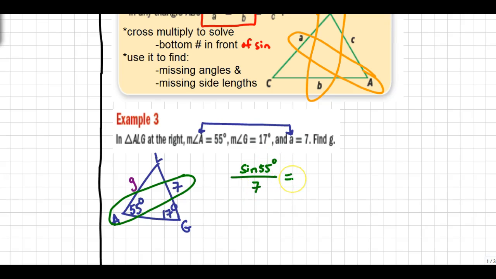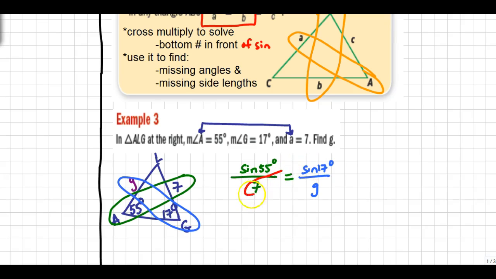Now I just need to do that again with a different pair of numbers. I'm trying to find side G, and it is across from angle 17. So those two are going to go together as well. So I'm going to say sine 17 degrees over length G. Now that I've got my problem set up, I'd probably get a point for that, probably get a point for drawing the triangle accurately, and now we're going to cross multiply to solve.